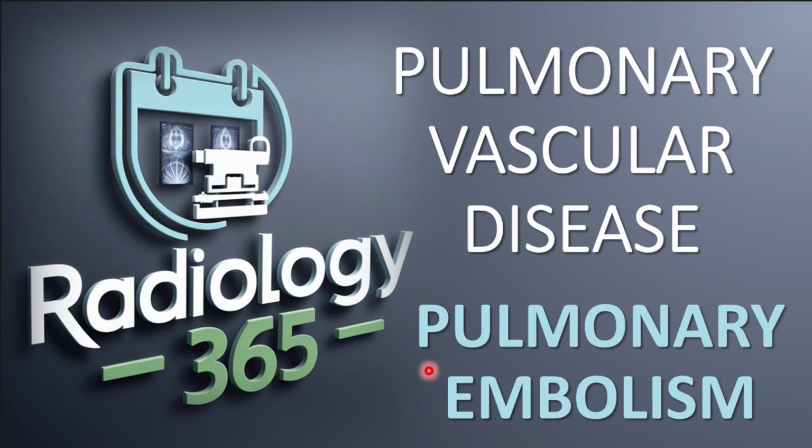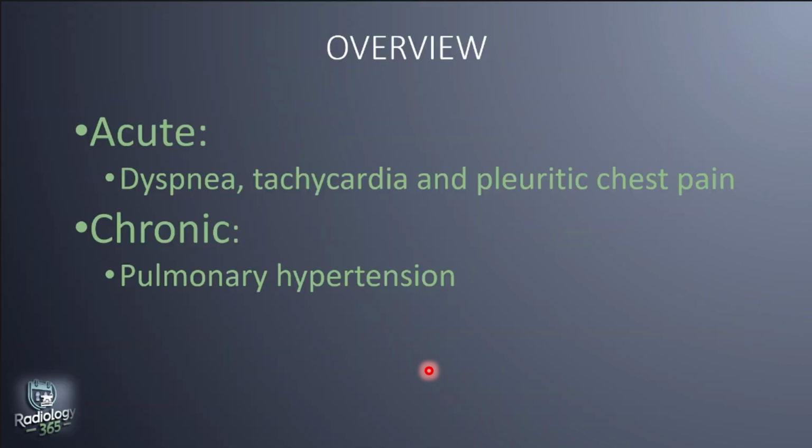Today we are going to be talking about pulmonary vascular diseases, and under that we'll start off with pulmonary embolism. Pulmonary embolism can be divided into acute and chronic subtypes. Acute pulmonary embolism is associated with typical symptoms of dyspnea, tachycardia, and pleuritic chest pain, while chronic pulmonary embolism may be associated with pulmonary hypertension.